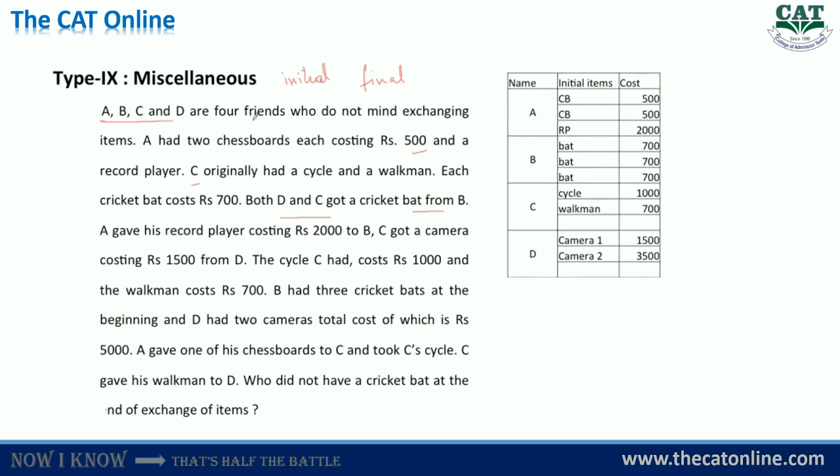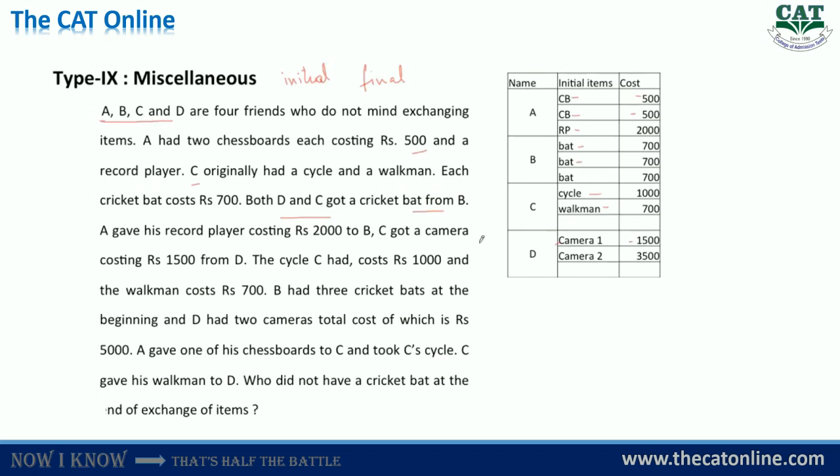These are the initial items and costs. A had 2 chessboards, each costing 500, so I have written the cost over here. C had a cycle and a Walkman. Now each cricket bat costs 700, but I do not know where the bats are. Next, D and C got a cricket bat from B, so it means B had at least 2 cricket bats at 700 each. A gave his record player, which means apart from the chessboards, A also had a record player costing 2000 rupees. C got a camera from D, which means D had a camera worth 1500. The cycle C had means C initially had a cycle costing 1000 rupees, and a Walkman costing 700 rupees.